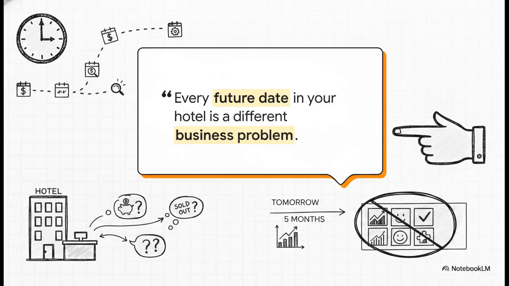Let's start with a foundational truth, okay? Every future date in your hotel is a different business problem. I really want you to let that sink in for a second. The absolute biggest mistake in traditional hotel revenue management is treating the calendar like a monolith. We look at a month or a week and try to slap a blanket strategy over the whole thing. But think about it. An 80% occupancy date for tomorrow requires a wildly different strategy than an 80% occupancy date 5 months from now. It's the exact same occupancy, but it has a completely different meaning. Treating all these dates exactly the same is frankly exactly how hotels lose money.